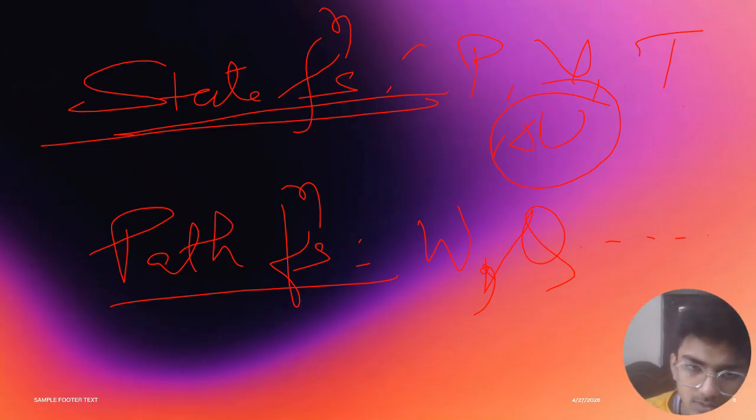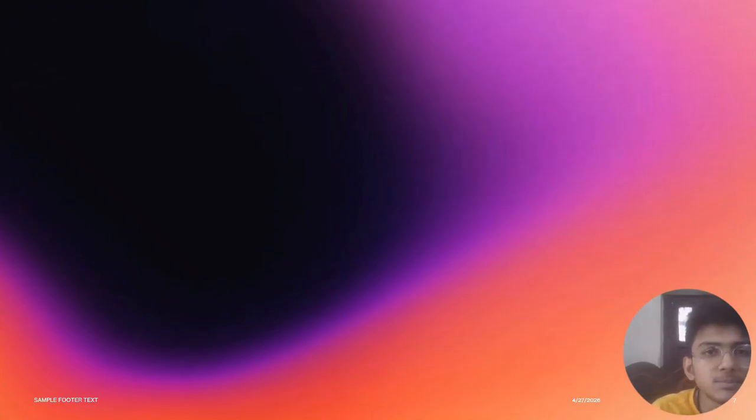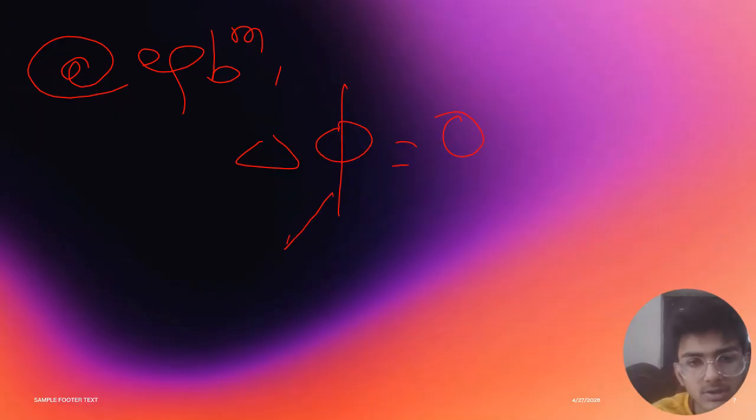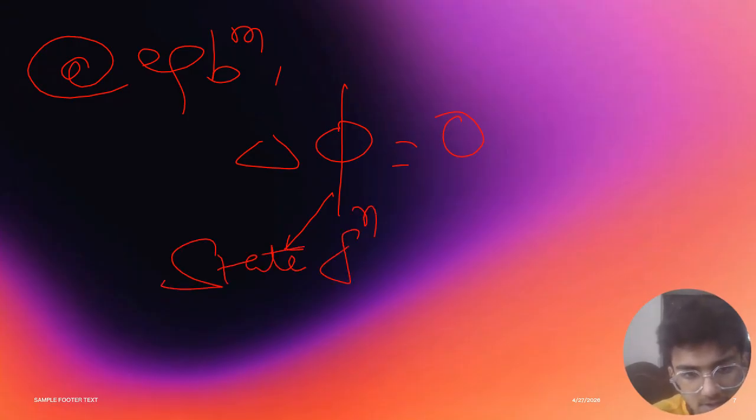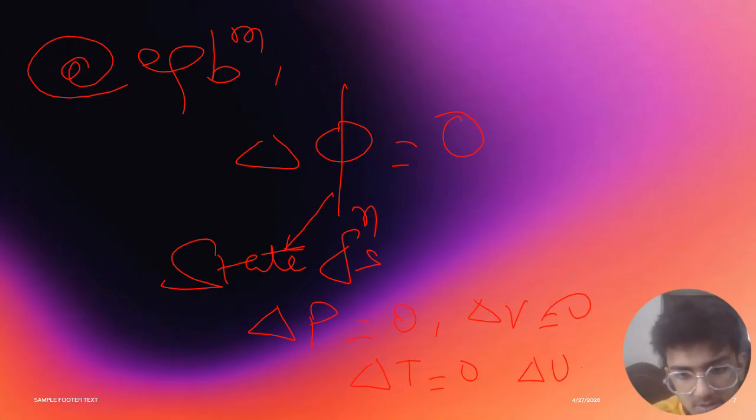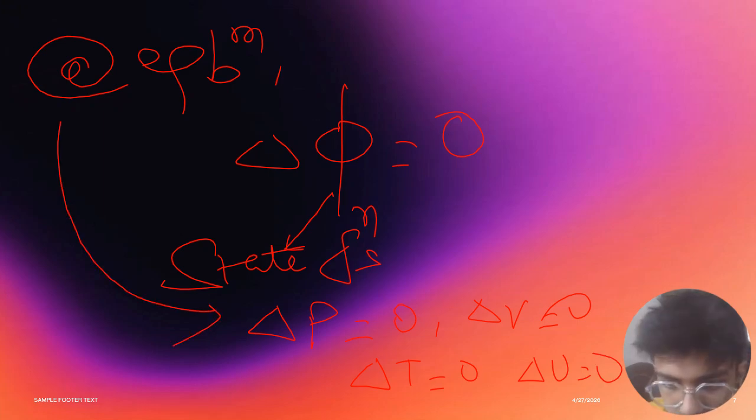Okay, now talking about what happens at equilibrium. At equilibrium, we write delta of all phi is equal to 0. This phi is actually a state function. Like delta P will be 0, delta V will be 0, delta T will be 0, delta U will be 0 at equilibrium. We have to understand this is for the state functions, not path functions.